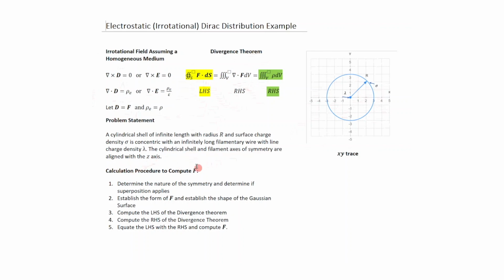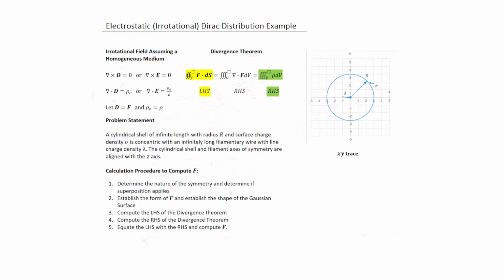So we want to compute F. And so the procedure is first determine the nature of the symmetry and determine if superposition applies. In other words, sometimes it's not necessary to use it. In other cases, you have no option. Second is to establish the form of F and establish the shape of the Gaussian surface. So this is more or less taking the symmetry into account and then exploiting a Gaussian surface that is amenable to that particular geometry, symmetry. Next would be to compute the left-hand side of the divergence theorem, followed by the right-hand side, and then equate the left-hand side and the right-hand side to compute the vector field F.